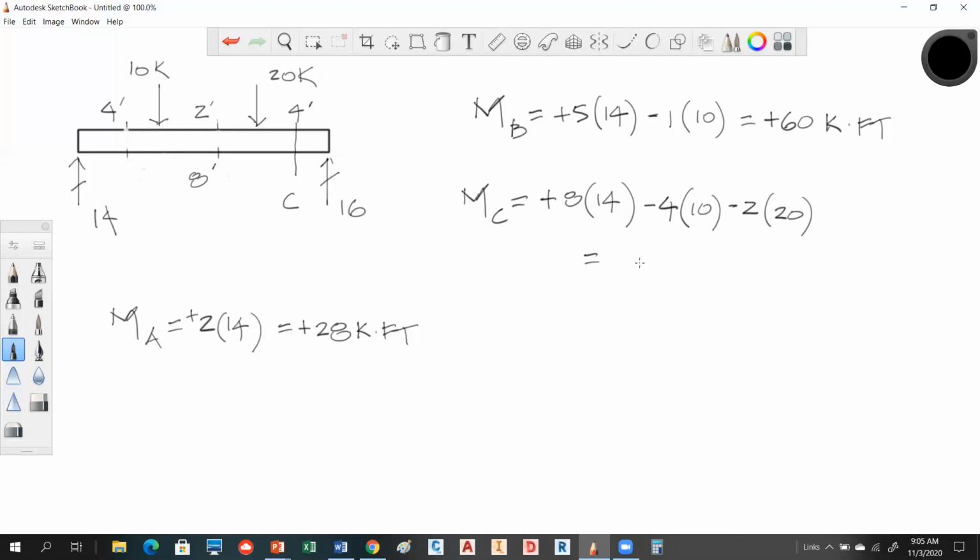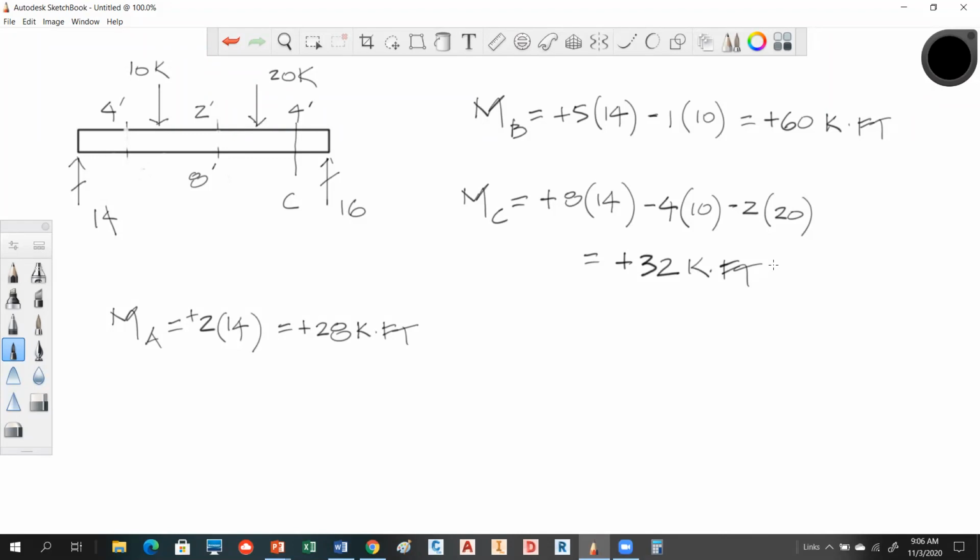I got a positive 32 kip feet. Does anybody agree with that? Anybody get a positive 32? You said positive 32? Yes, I did. Okay, good. So let me ask you this. Where is the point of maximum moment? A, B, or C? Point of maximum moment. Which is the highest number? A, B, or C? B.